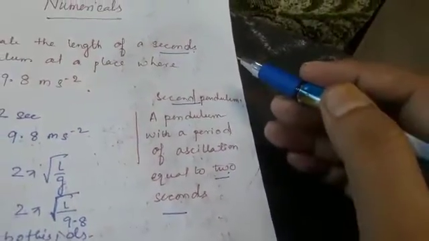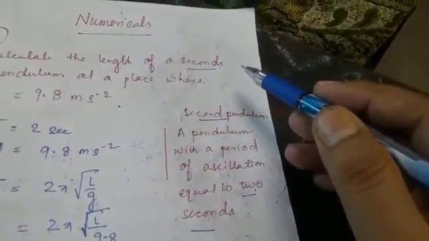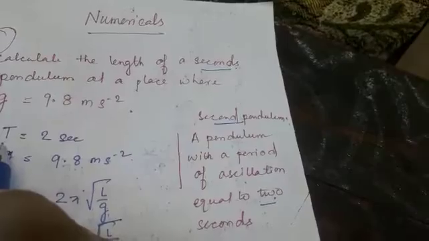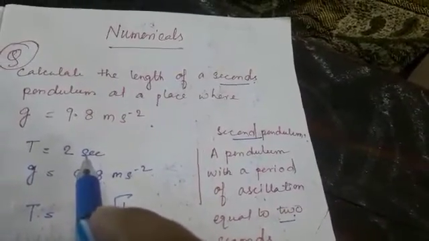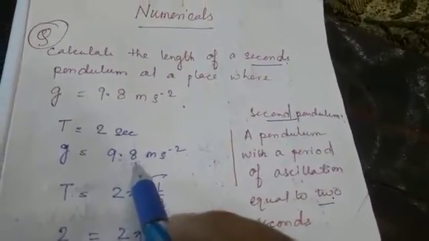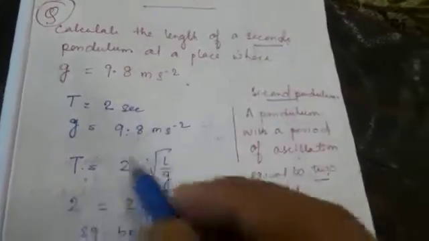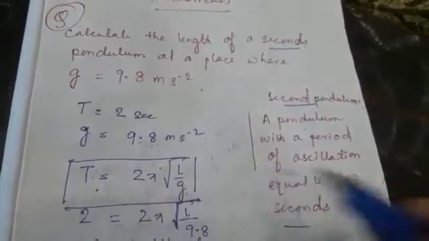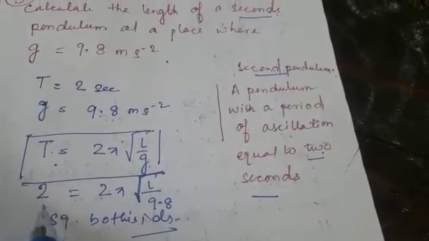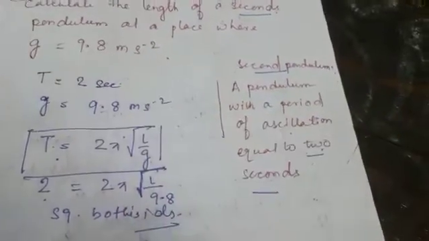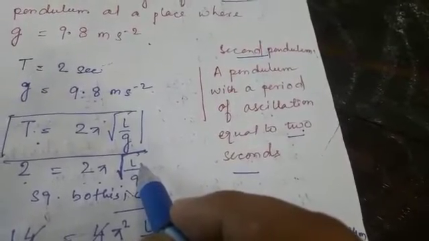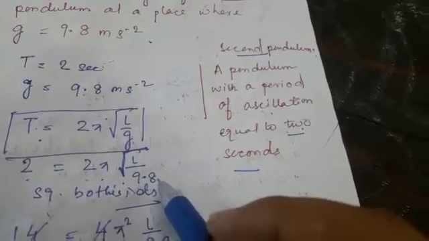Remember, the moment you see the word seconds in this type of question, you will immediately understand that they have given you time indirectly, which is 2 seconds. For any seconds pendulum, take time equal to 2 seconds. Clear? And g is given as 9.8. Now we know the formula. In the last class, we have seen the formula for time period of the pendulum, T equals 2 pi root under L by g. Substitute the values given: T is 2 seconds, 2 pi root under L by g. Now L we don't know, we are going to calculate, so keep L as L only, and g is 9.8.